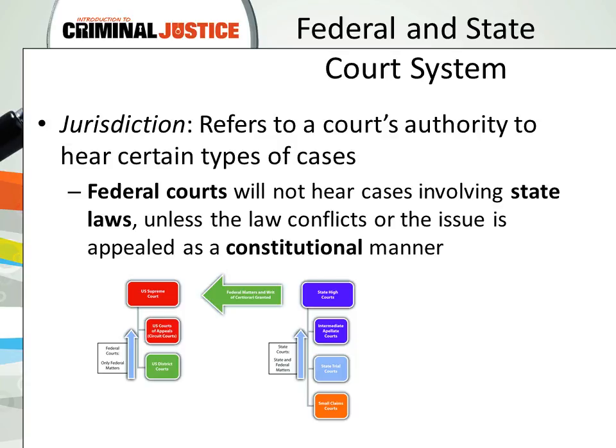Now, jurisdiction talks about the court's authority to hear certain types of cases. In other words, if you got arrested for DUI in Torrance, they're not going to take you to the federal court because the federal court has no jurisdiction there unless there's a constitutional matter, and we'll talk about that on the appeals. Here's a quick diagram of how the courts work. This comes straight out of the textbook.